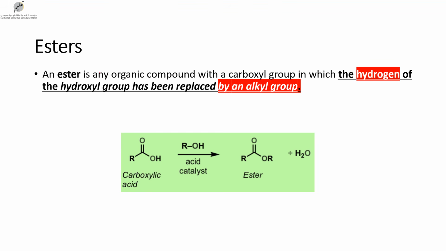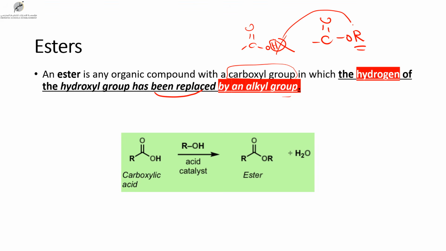So what's an ester? An ester is an organic compound with a carboxyl group, okay? So what's the carboxyl group? This is the carboxyl group, right? In which the hydrogen of the hydroxyl group, so they're talking about this hydrogen here, has been replaced by an alkyl group. So we remove this and we put an alkyl group, which is an R. Okay? So this is the meaning of the definition.